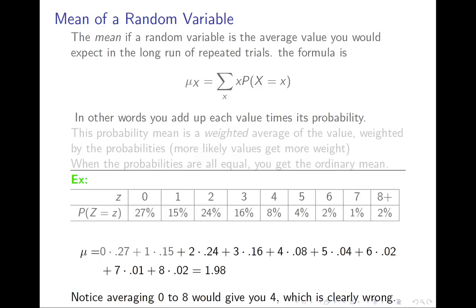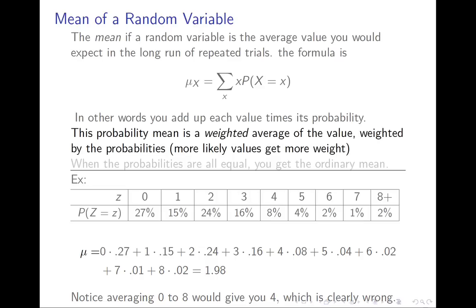What's going on here is that, of course, the reason 4 is a silly number, even though sometimes people have 8, is that a lot more people have 0, 1, 2, and maybe 3, and very few people have 6 and 7 and 8. So we have to weight the more frequent things more often. Multiplying the values times the probabilities does that. So the probability mean is a weighted average of the values, with the weights coming from the probabilities, and it turns out, even though it looks a little odd, to be the right thing to do. As I said, that tells you what you will expect in the long run to be the average when you do the probability model over and over again.